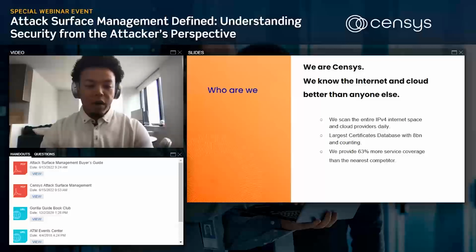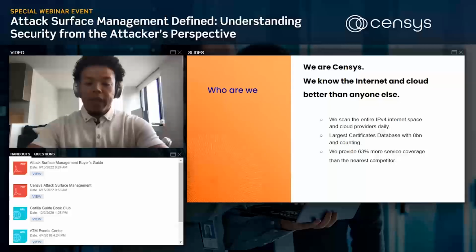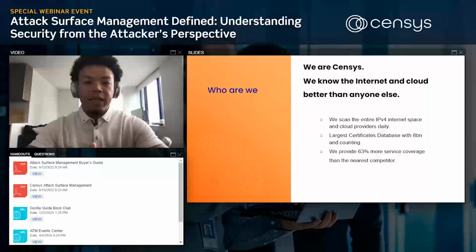So first up, who are we? We're Censys. We are the industry leaders in internet scan data. We own a global scanning infrastructure that allows us to scan the entire IPv4 space more frequently and more comprehensively than anybody, and have been doing this since 2017. We're scanning on over 3,500 ports using what we call automatic protocol detection. This allows us to provide 63% more service coverage than our nearest competitor. Simply put, we know the internet and the cloud better than anyone else.